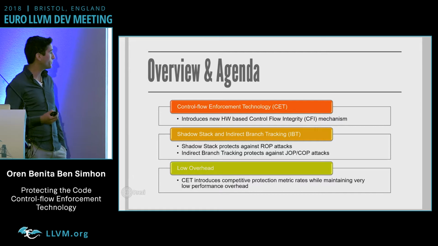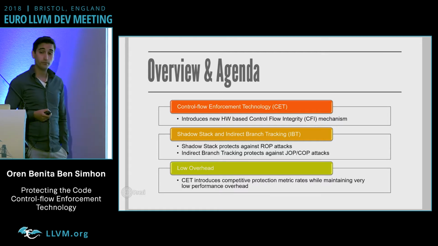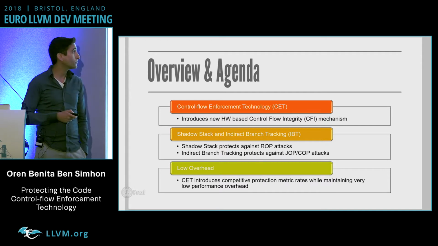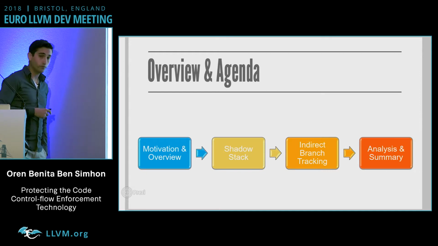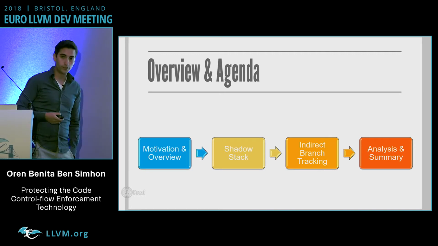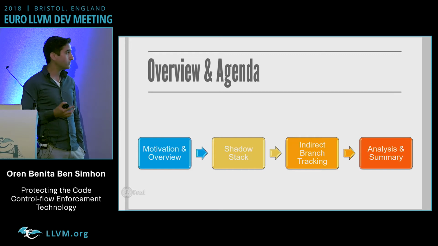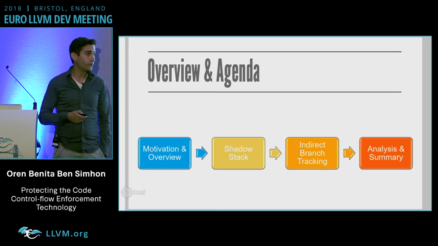The new technology introduces very low overhead. It shows very competitive protection metric rates, and it has very low performance overhead. So the presentation will start with a motivation and an overview. Then I will switch to Shadowstack and talk a little bit about it, and then about Indirect Branch Tracking, and I will end by doing an analysis and a summary.